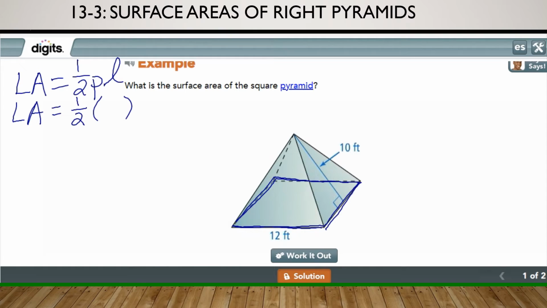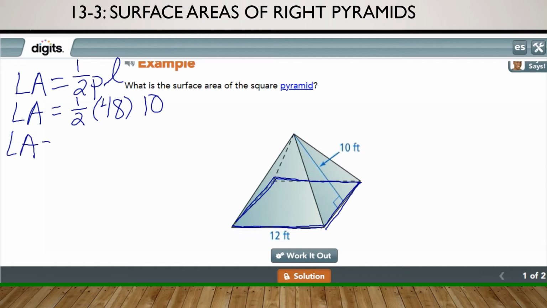So the perimeter of this base, you could just do 12 times 4 because all sides are equal to 12 and there's 4 sides. So that would be 48. Now the slant height, remember the slant height is the height of the triangles. If you were to fold it out like a net, you would just get the height of the triangle. So that will be equal to 10.